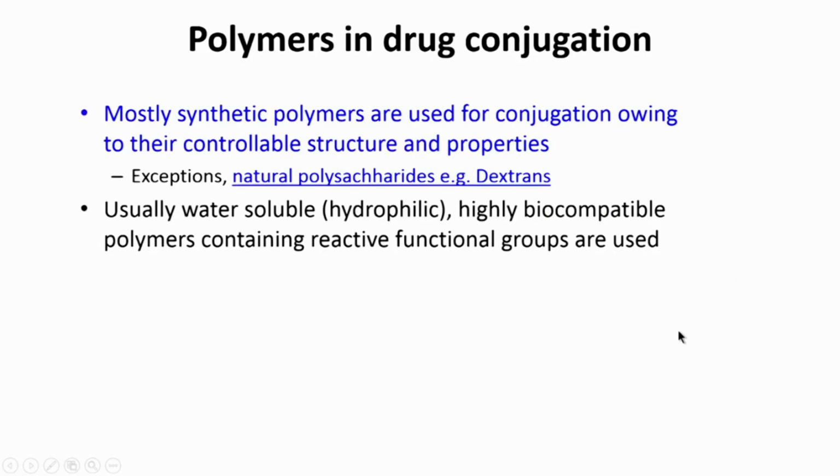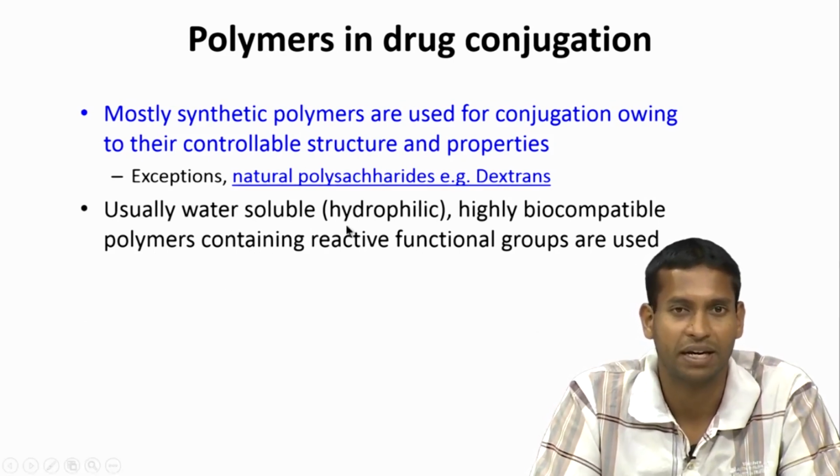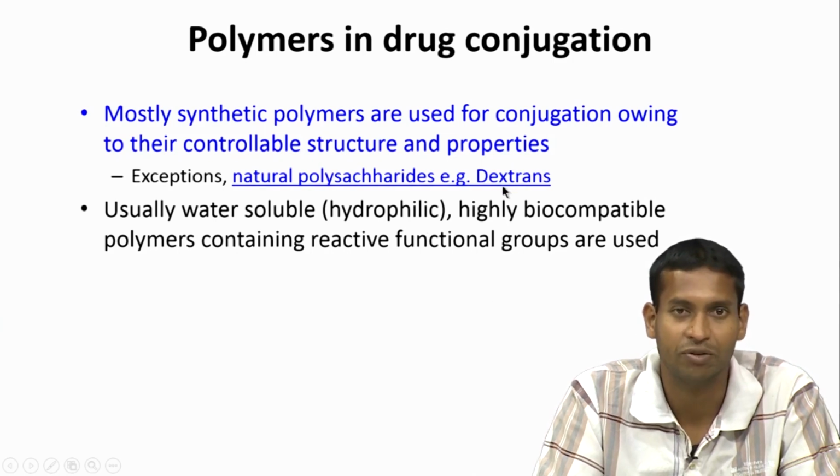Some of the polymers that are widely used for drug conjugation are mostly synthetic, and the reason for that is they allow much more control over properties, very controllable. However, there are exceptions. Some natural polysaccharides such as dextrans are also very widely used.